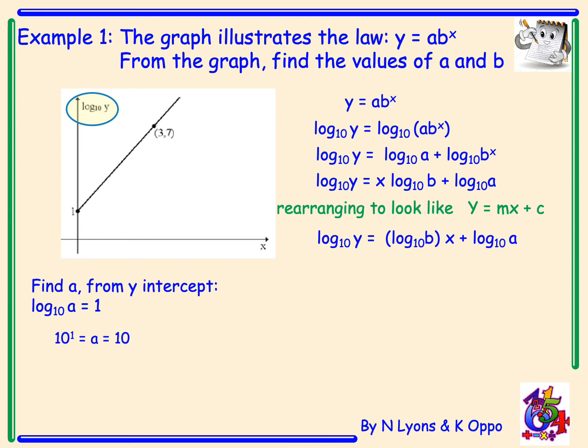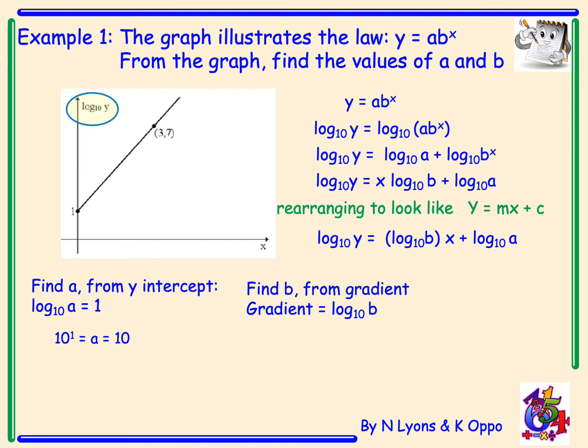That means a is going to equal 10 to the power 1, which is just 10. So that's us found a. To find b, we're going to use the gradient. So the gradient equals log b to the base 10. So what is the gradient? You get 2 points on the line, so work out the gradient.